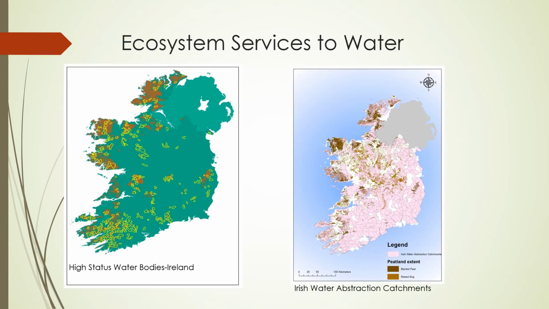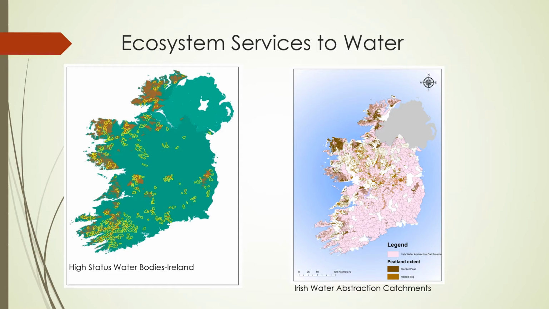Similarly, blanket bogs are also important for water supply, and this is illustrated by this map on the right hand side, where we've overlaid the Irish drinking water catchments onto blanket bog occurrence. And what we can see is that a significant number of catchments in the west of Ireland are in areas that are pretty much dominated by blanket bog.